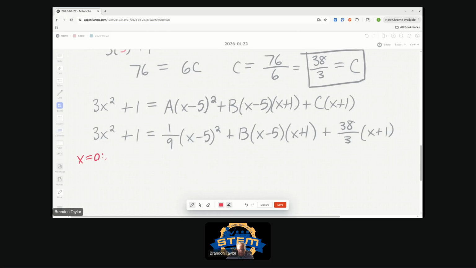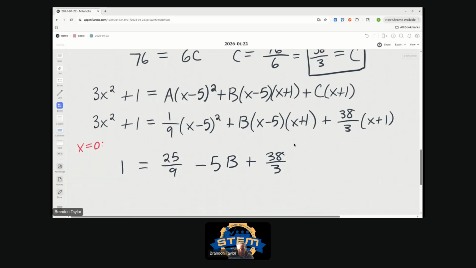For this one, again, maybe in different cases it would be different, but when you do that, you get 0 plus 1 is 1, and then 0 minus 5 is -5, squared, 25 over 9, 25 ninths, plus -5 times 1, so I'll say minus 5B, plus 38 over 3. That's what I would say. There you go. Hopefully that makes sense.